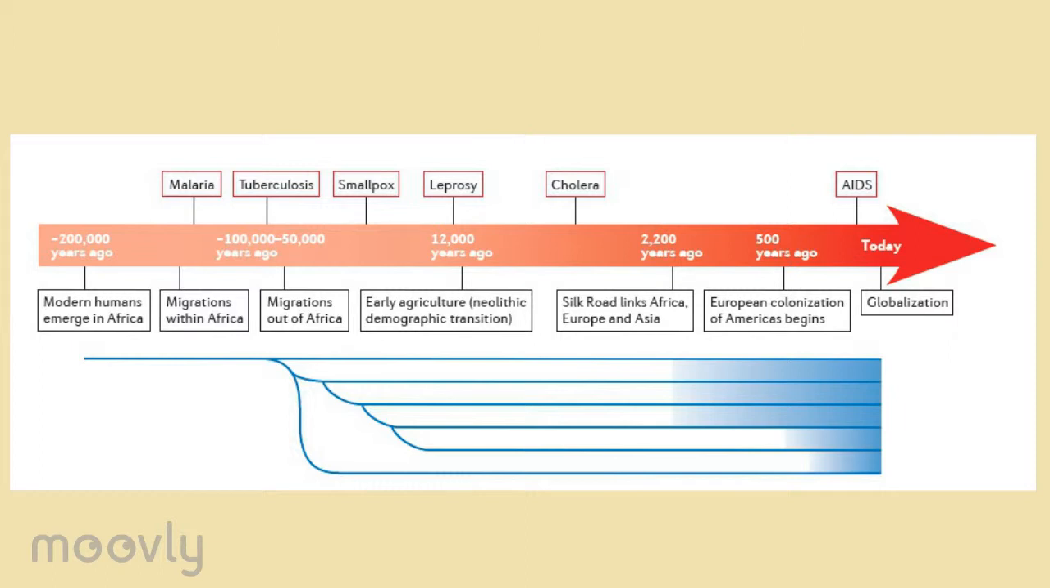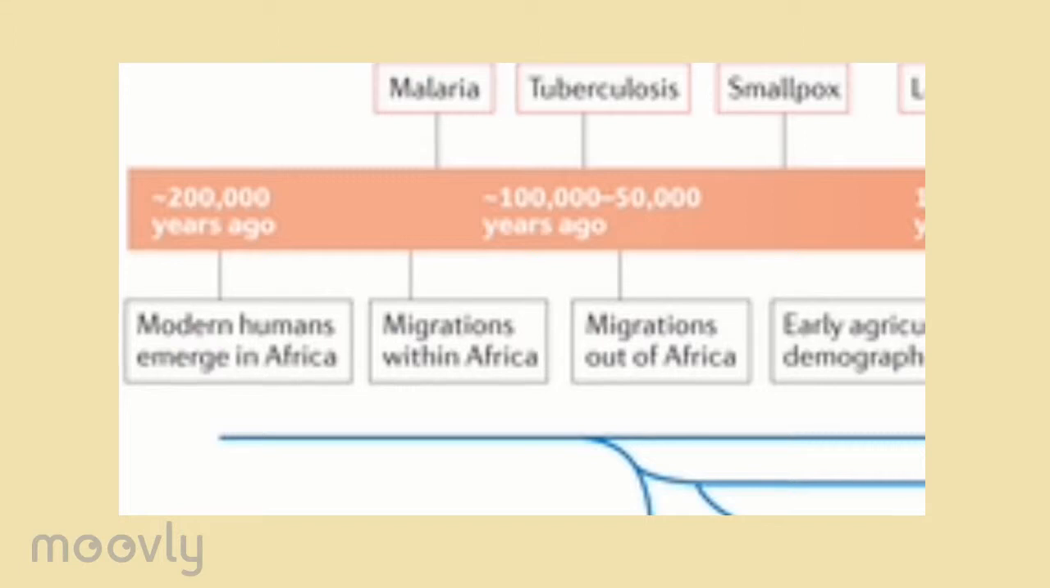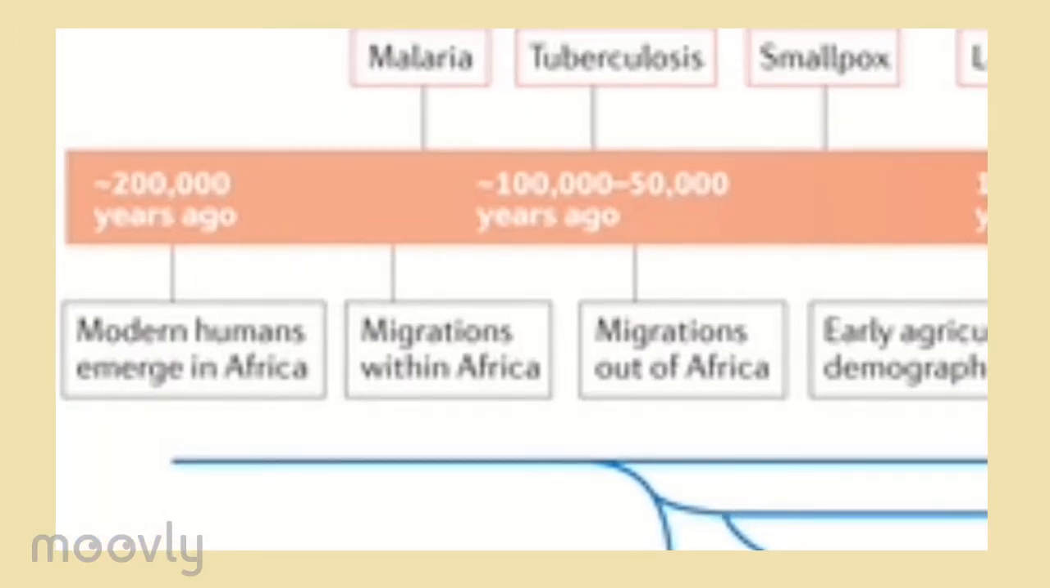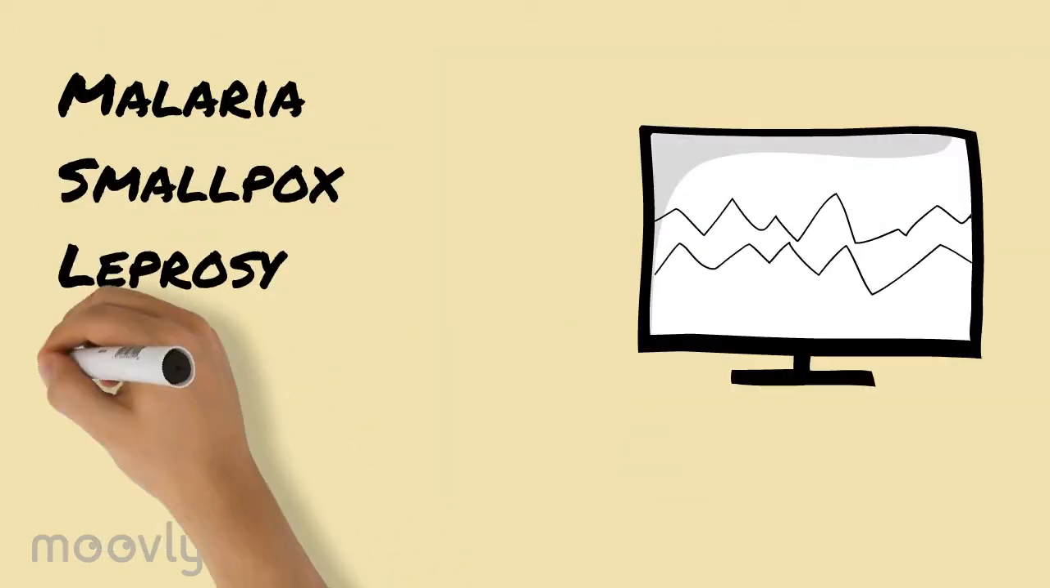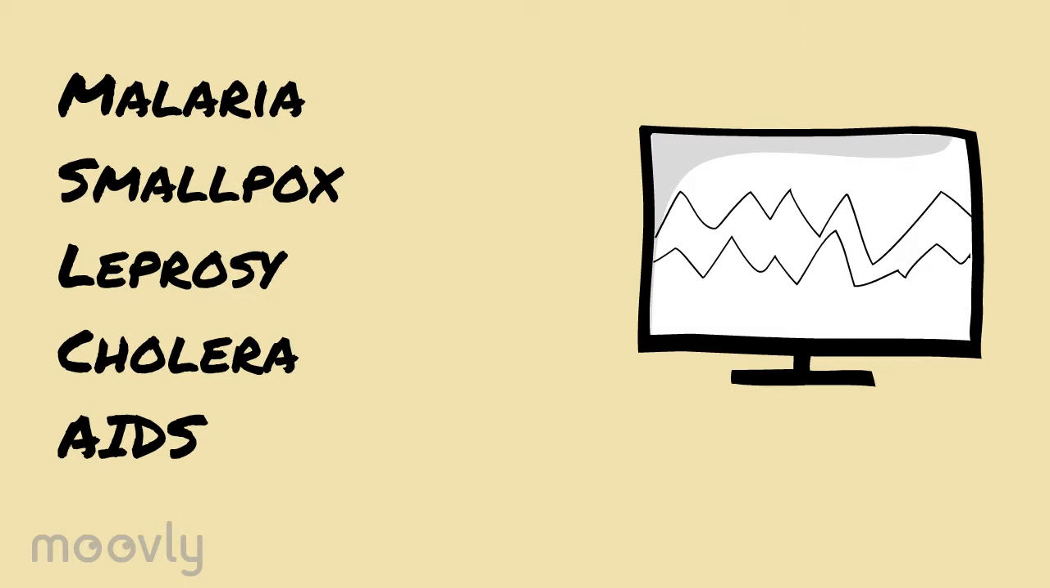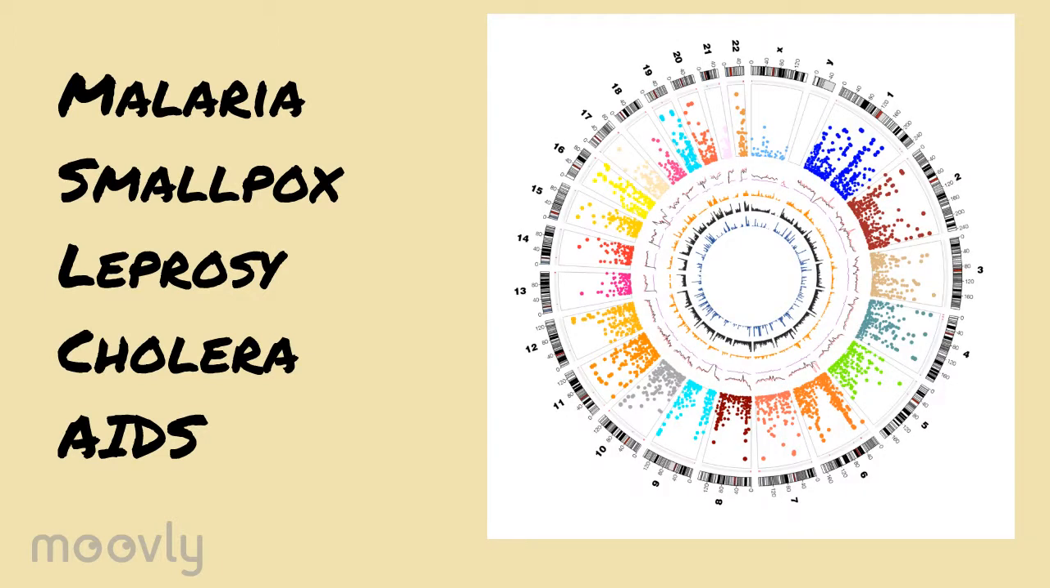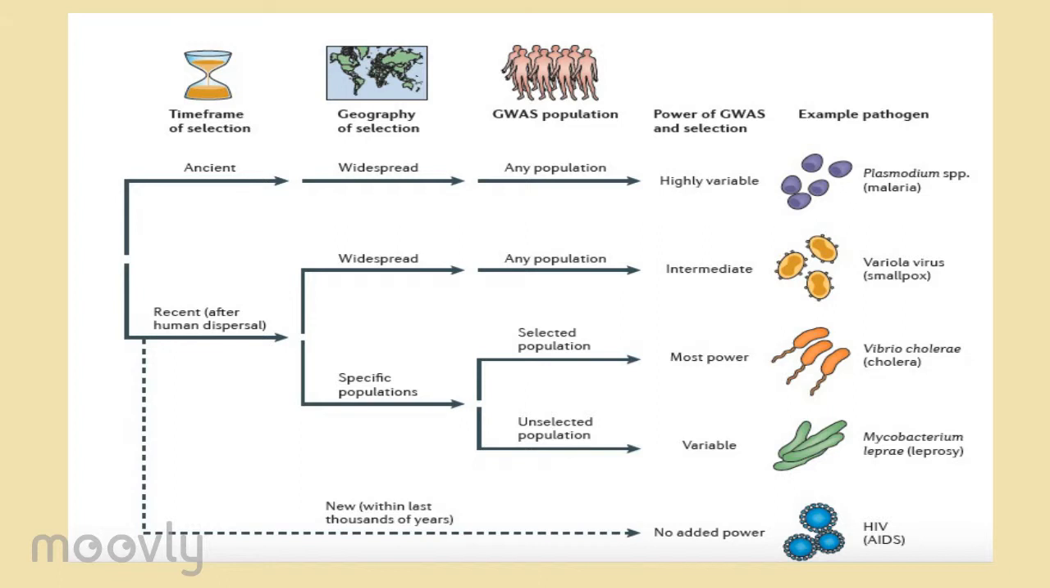If you look at this figure, you can see the timeline of pathogen emergence in human history. When we talk about an old disease, we mean really old, 100,000 years old to be approximate. Now we want to take these diseases, from oldest to newest, and do a GWAS to find out what variants play a role in disease resistance. This figure depicts 5 plausible scenarios and what kind of power GWAS has in each.